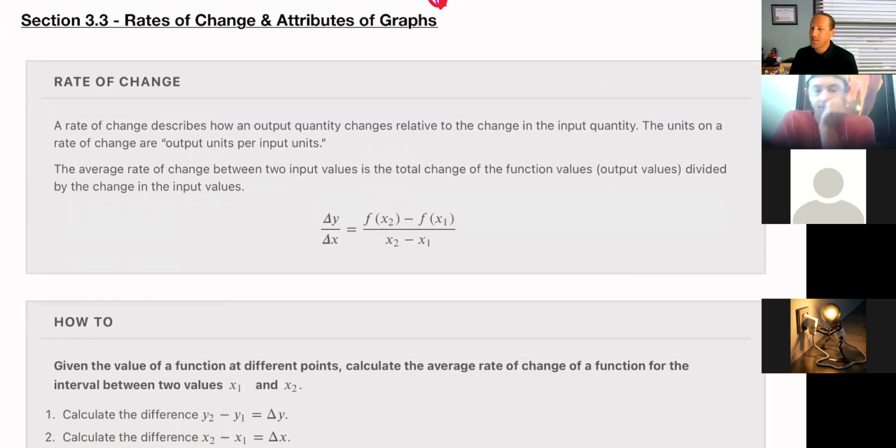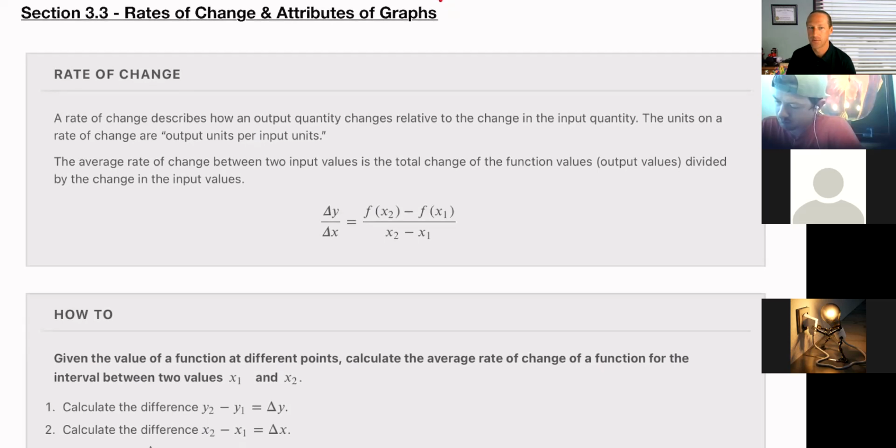On to 3.3. Anybody need a break? Are we doing okay? All good? Okay. This is probably the most important section that you guys are going to see to prepare you for calculus. All right. It is called rates of change and then attributes of graphs.